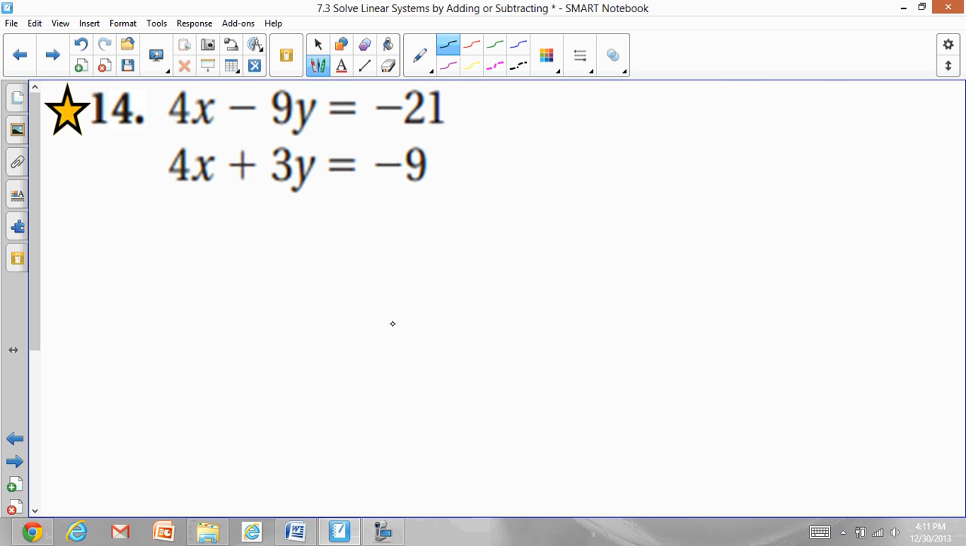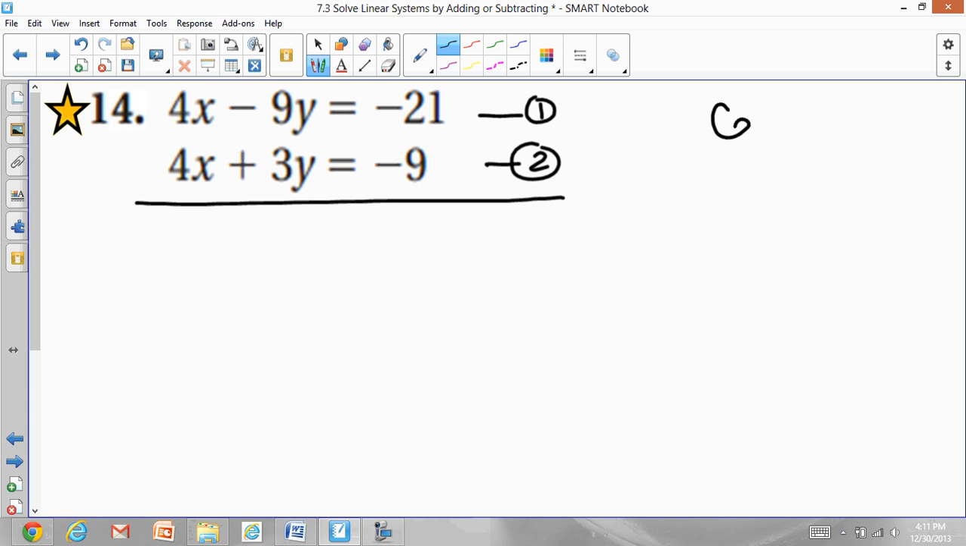Copy this question. Pause the video. So this is my equation number 1. This is my equation number 2. Now when I look at these two equations, I see 4x and 4x. So they look like they can cancel each other out. So I'm going to try to cancel the 4x.